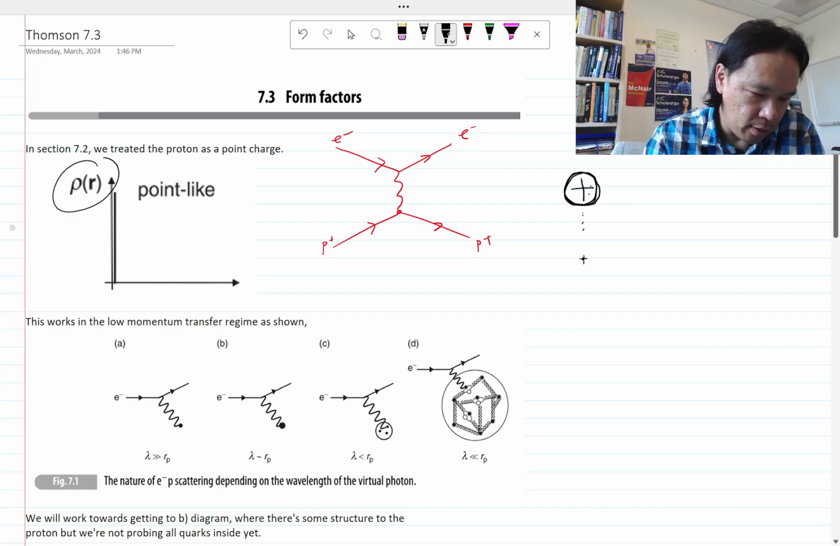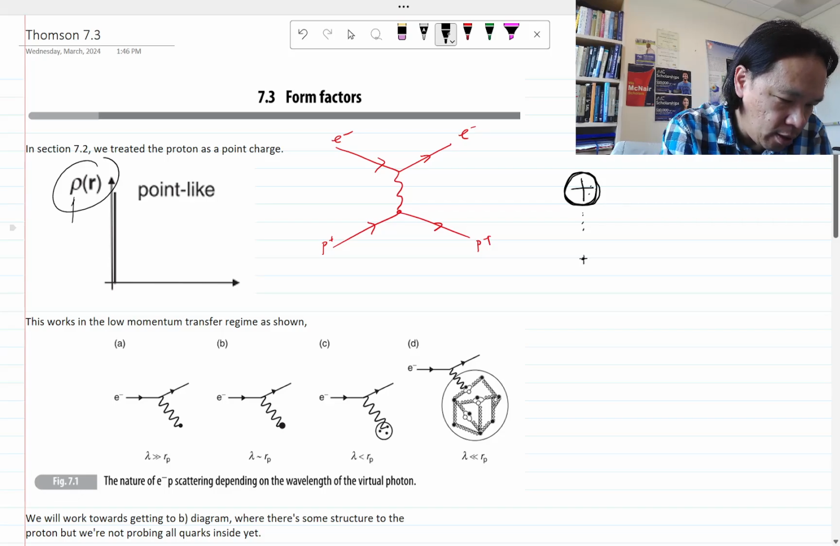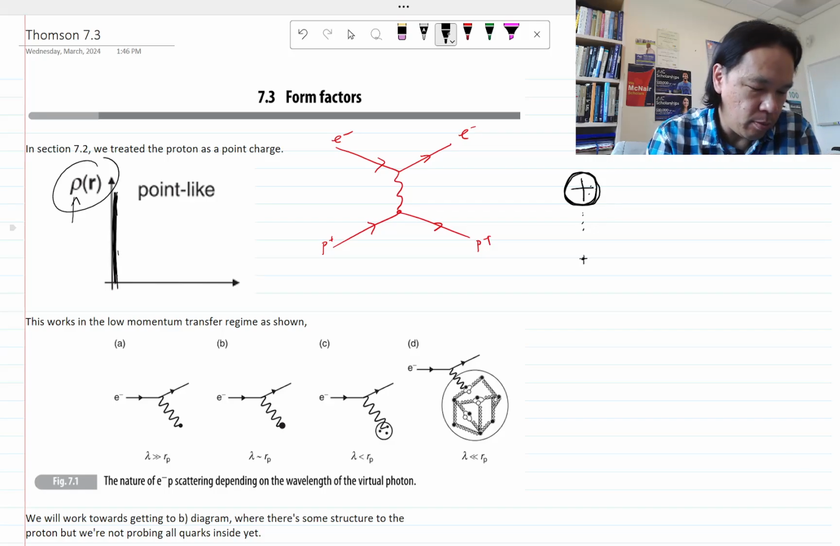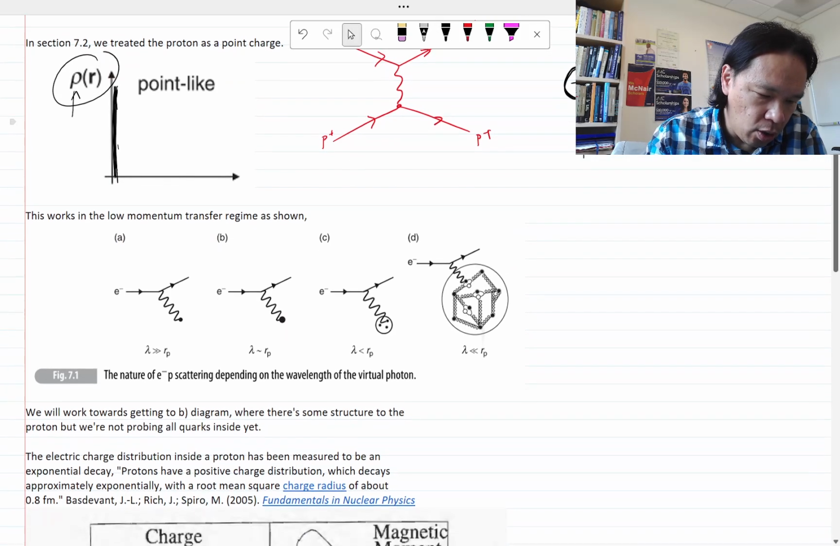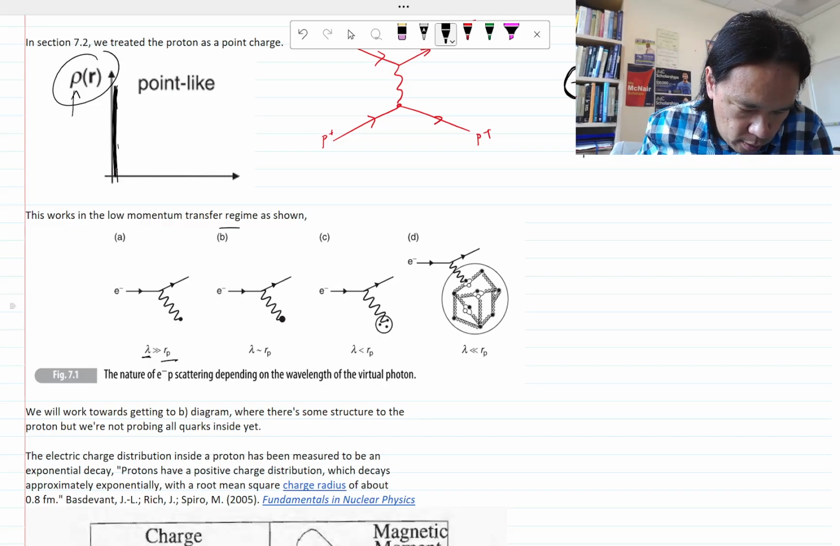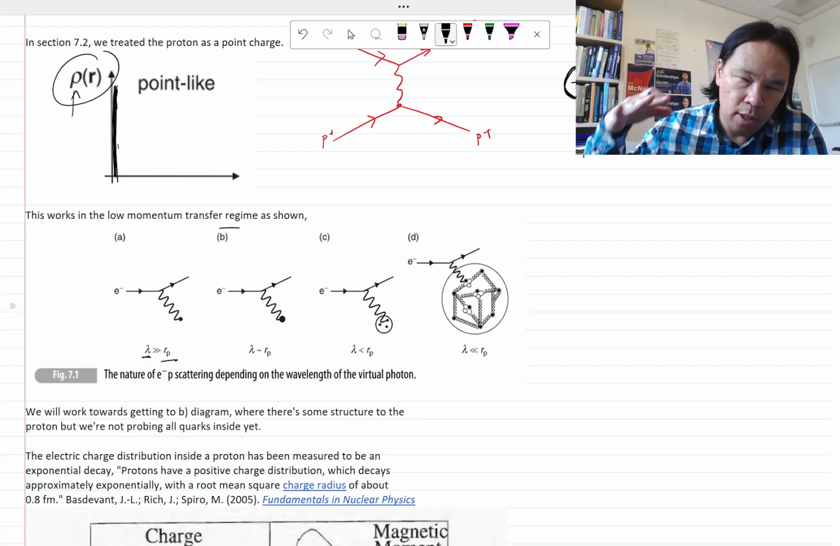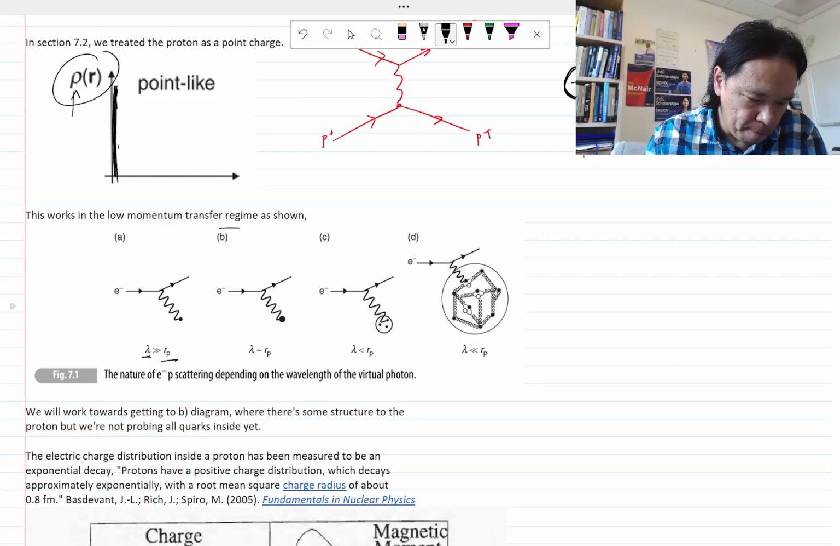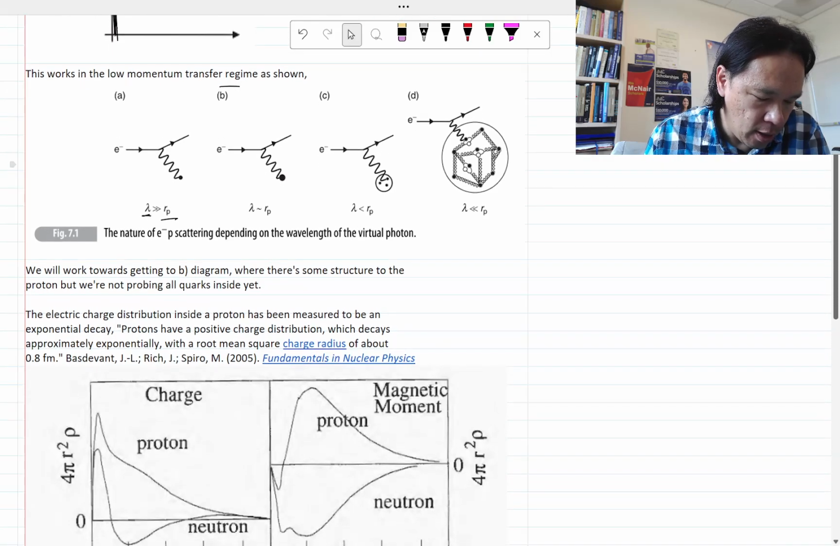So that's the point-like model, okay, where the charge density, this thing called rho, is just one particular point with no width to it, it's just a point-like particle, okay? This works, right, in the low momentum transfer regime, where the wavelength of the photons that are being exchanged between the electron and the proton is much bigger than the radius of the proton, okay? Remember, this is the Rutherford and Mott scattering, okay? So we covered that last section.